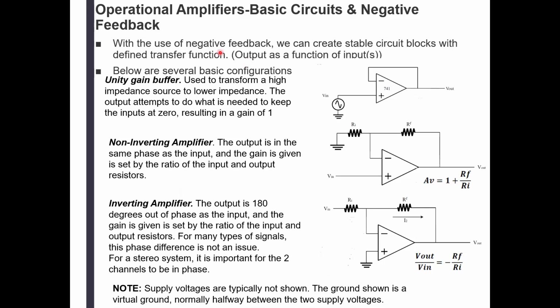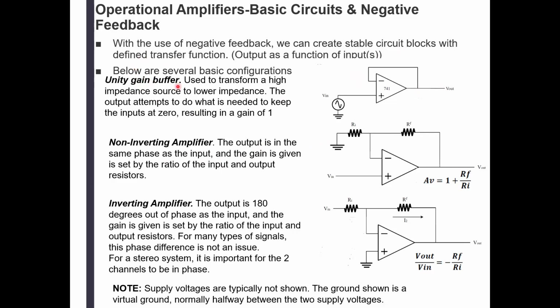Operational amplifier basic circuitry, negative feedback. All right. With the use of negative feedback, we can create stable circuit blocks, because if there was an open loop, with nothing connected, remember, if this one is even slightly higher, then the whole thing is going to go down all the way as far as the power supply is going to let it. And if this one is slightly higher, then the whole thing is going to go up as far as the power supply is going to let it. But if we dress it up with circuitry, we can control how far it's going to go. Just like we saw on the amplifier example.